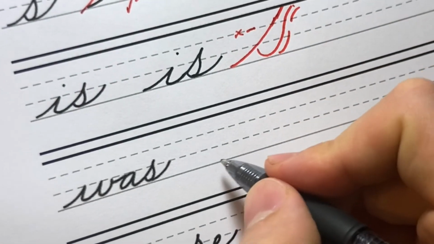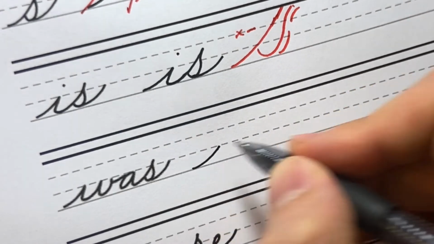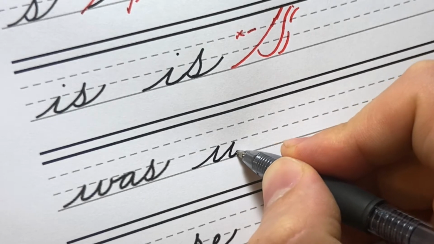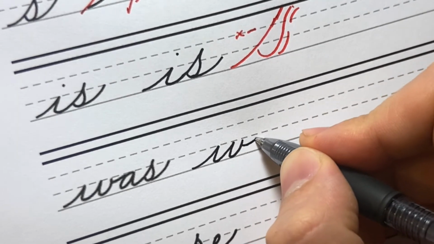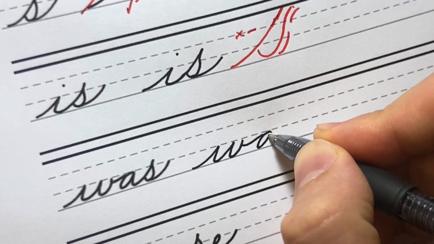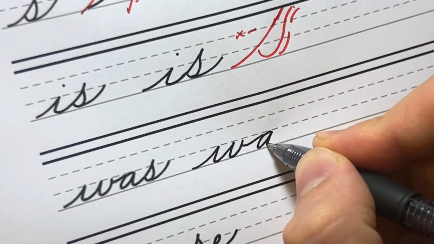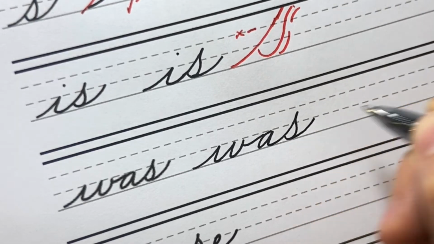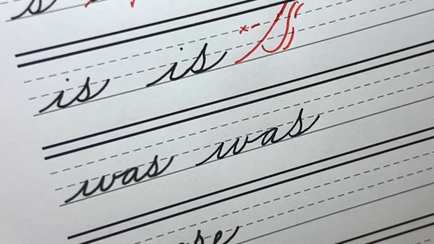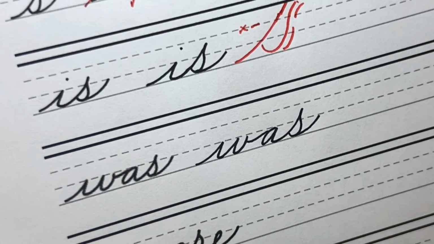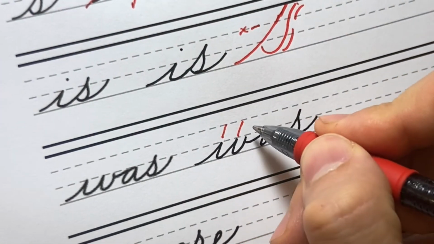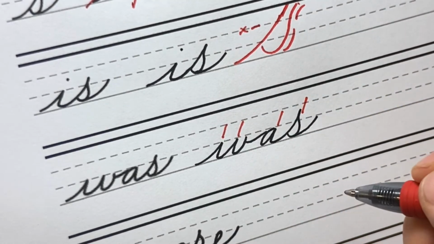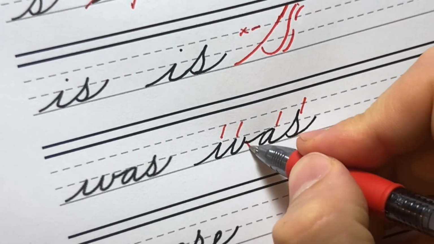All right, "was" is another very common word to be writing. Do my W, into my A, a little compound connection, and then into my S. All right. Check my slant. Looking pretty good. Spacing's looking pretty good too.